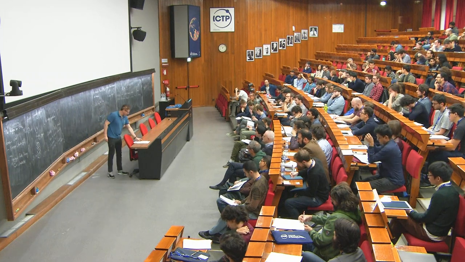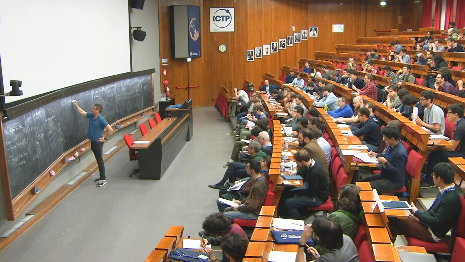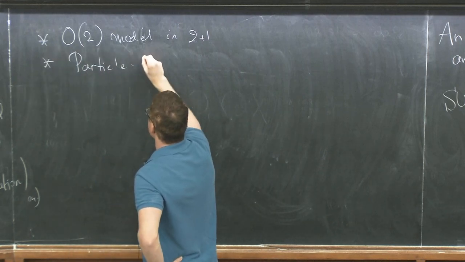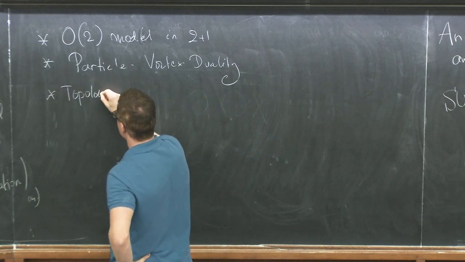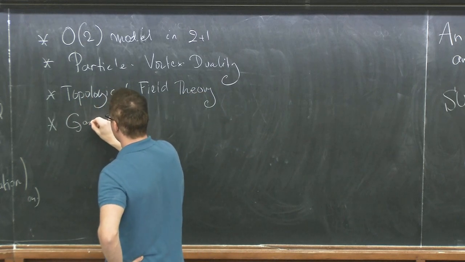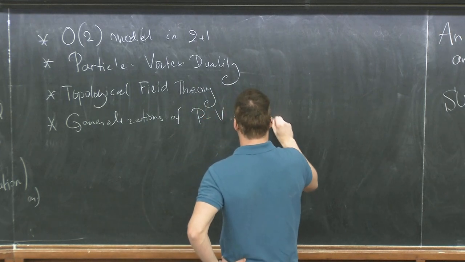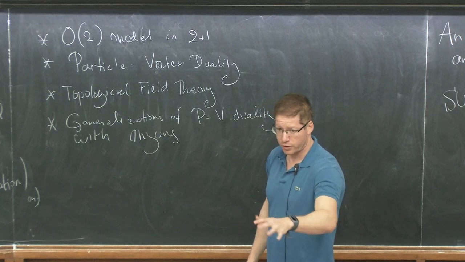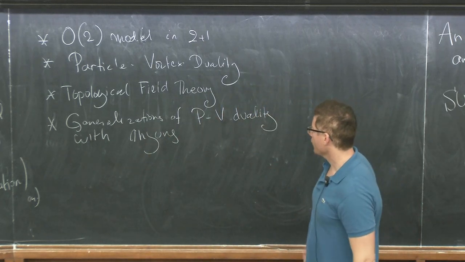Okay, so now I want to jump in. My plan is to first cover the O(2) model, which is also called the model of superfluidity, or the XY model, in 2+1 dimensions. Then I will cover particle-vortex duality. And then we will add topological field theories. I will cover a little bit of topological field theory, just the basics. And then we will discuss generalizations of particle-vortex duality with topological field theories, with anyons, okay? So we'll discuss generalizations of particle-vortex duality where neither the particle nor the vortex are actually particles, they're anyons. So it shouldn't be called particle-vortex duality, it's more like anyon-vortex-anyon duality.